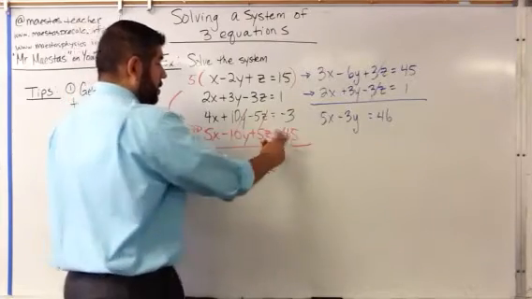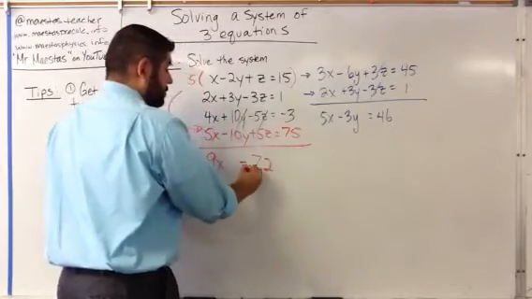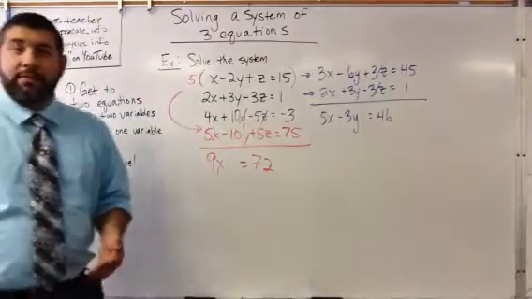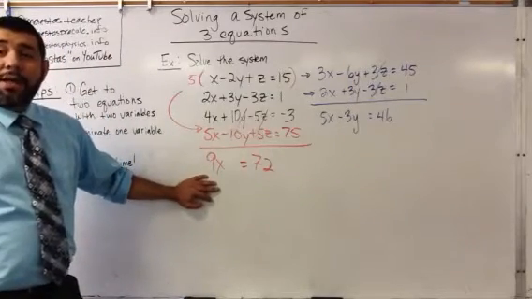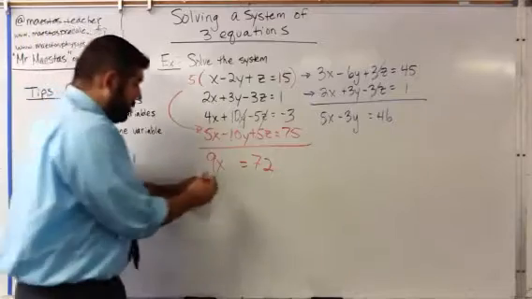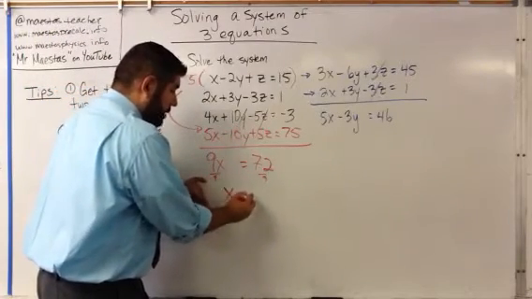I feel like I did something wrong. This is not 45. This is 75. There we go. 72. Okay, 5 times 15, 75. So now, all I have to do here is divide by 9, and then I have my x. So if I divide 9 on both sides here, I'm going to get x equals 8.